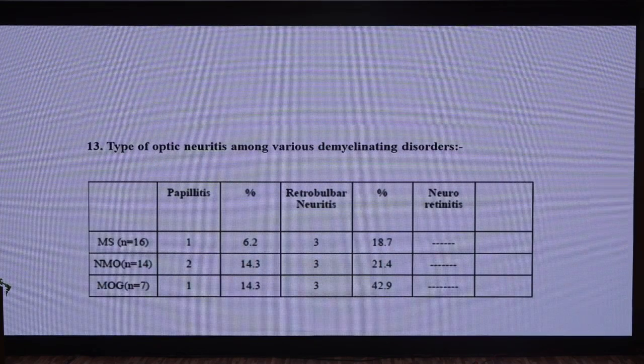So coming to type of optic neuritis, papillitis was seen in 6% of MS and 14% of NMO and MOG, whereas retrobulbar neuritis was seen in 18% of MS, 22% of NMO, and 43% of MOG. There was no neuroretinitis in my study.